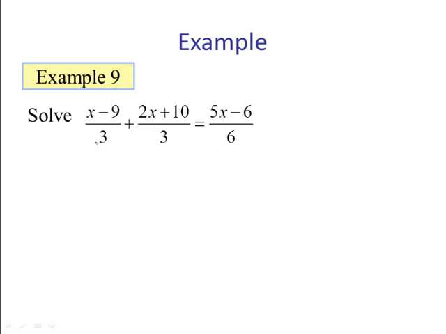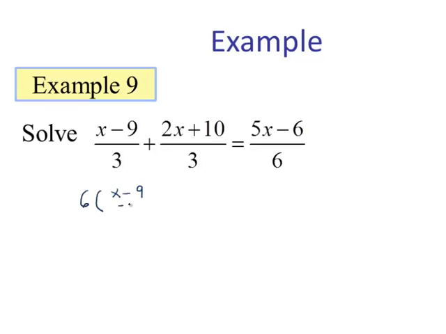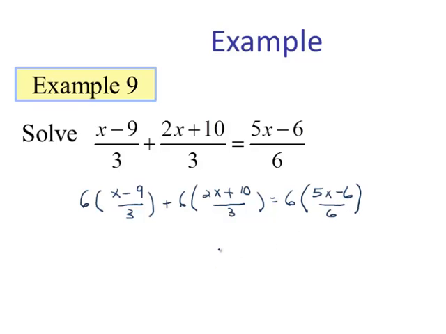Our last example, the first step we want to do is find the least common multiple of 3 and 6, and that turns out to be 6. So we're going to multiply 6 to every single term, and this will cancel out the fractions. So if we see here, we're multiplying by 6 and we're also dividing by 6. So these cancel.